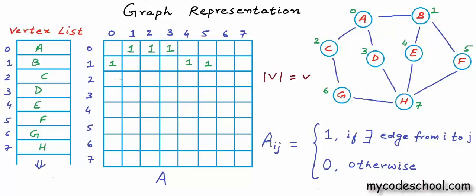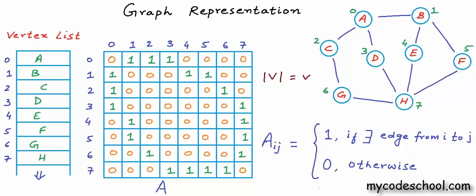Now let's go to node 2. It's connected to 0 and 6. 3 is connected to 0 and 7. 4 is connected to 1 and 7. 5 once again is connected to 1 and 7. 6 is connected to 2 and 7. And 7 is connected to 3, 4, 5, and 6. All the remaining positions in this array should be set as 0.